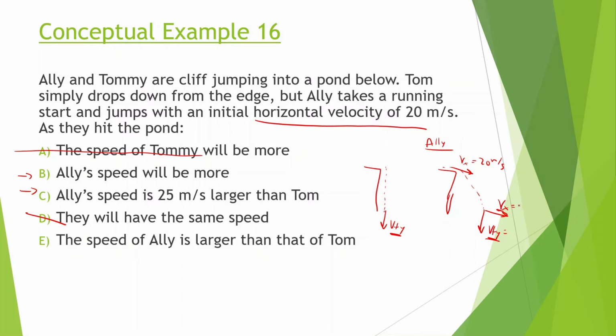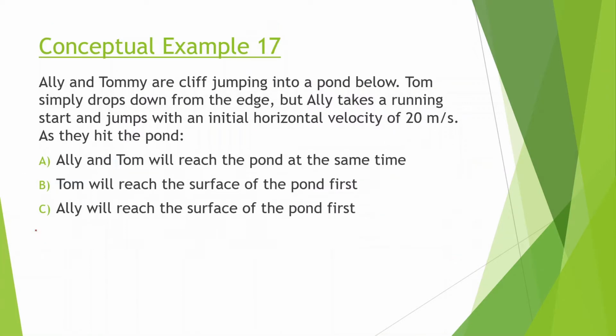But the reason for that is because when we find the final velocity, it's going to be a combination of the Vx and the Vy. So we're not just going to add 20 to it. So it's going to be either B or E. I think they say the same thing. All right, E. The speed of Allie is larger. Allie's speed will be more. Okay? All right, look at the next example.